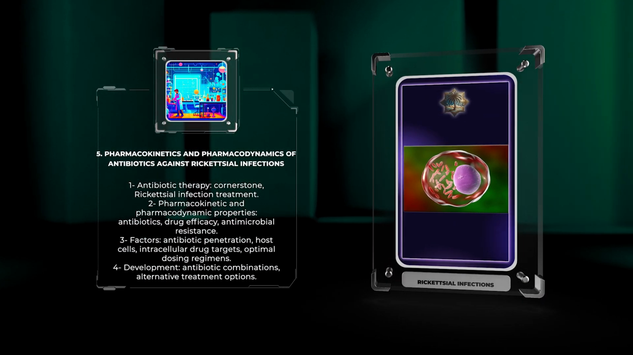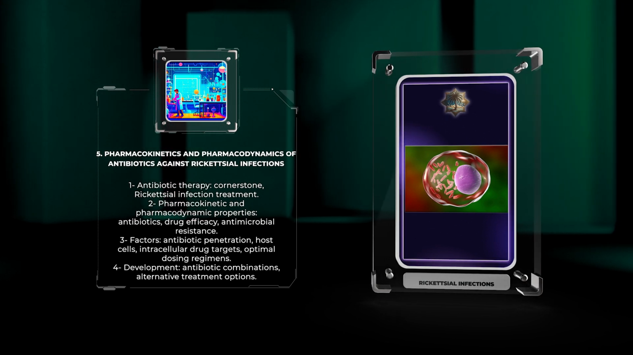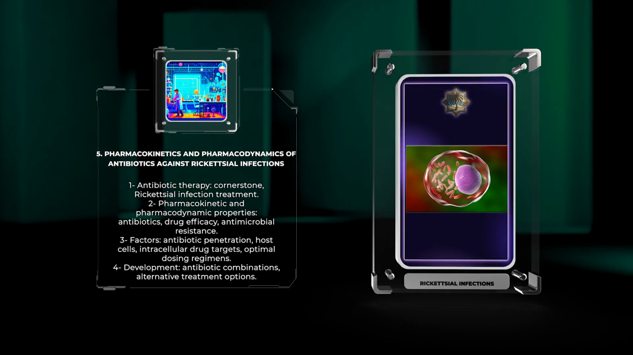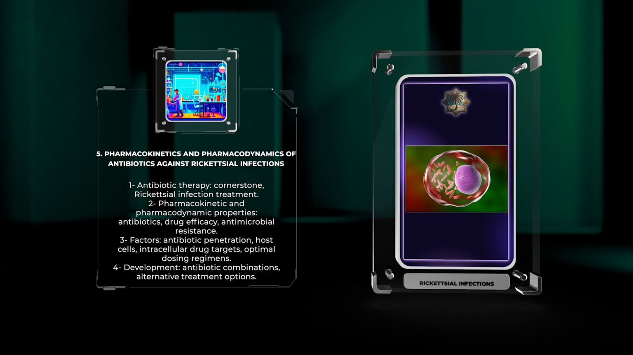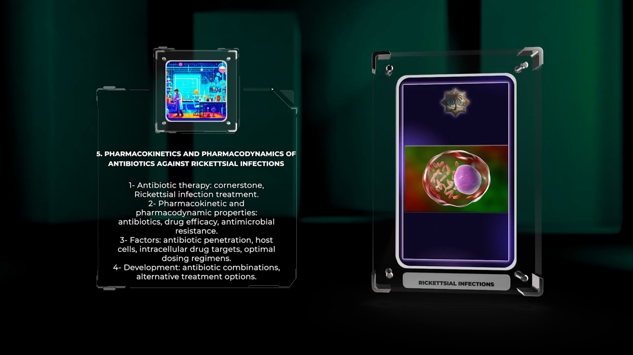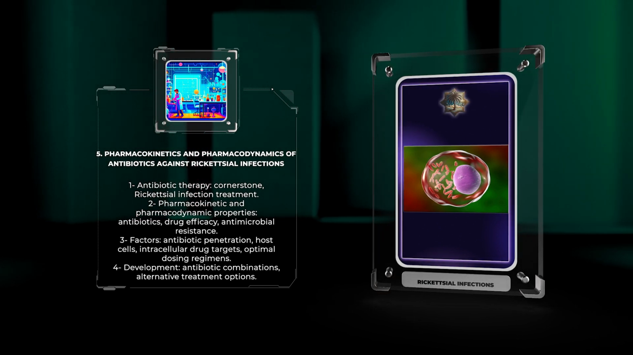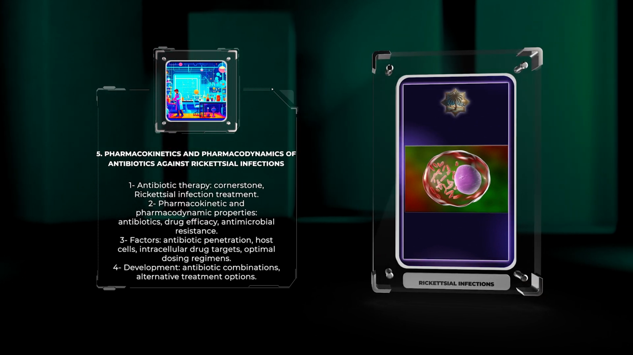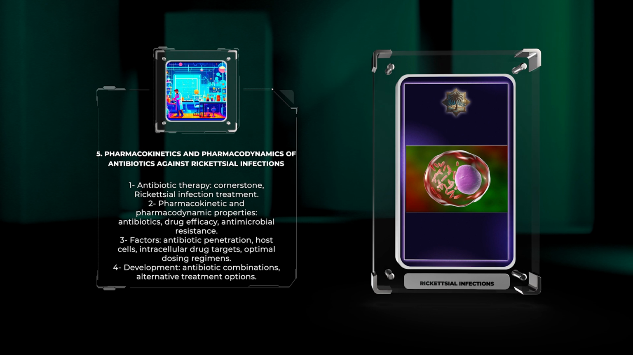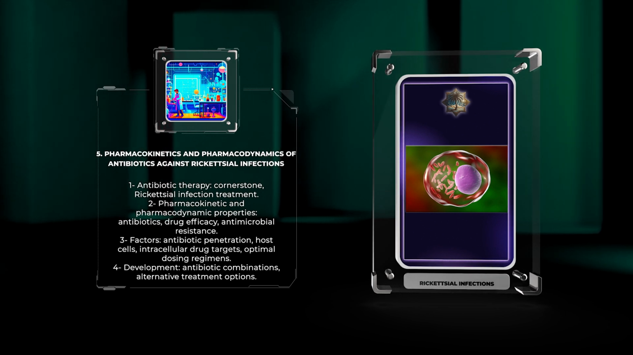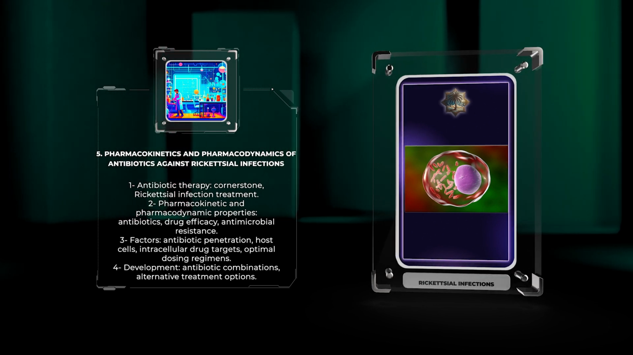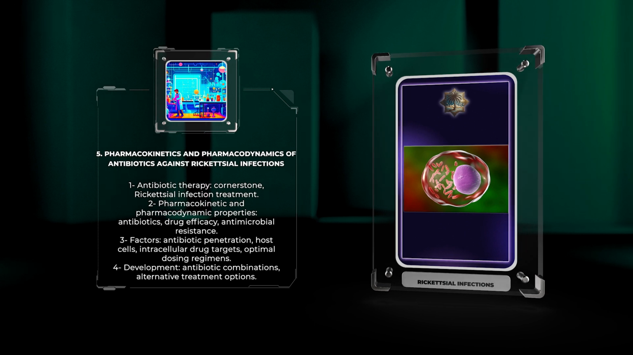Professor, antibiotic therapy is the cornerstone of rickettsial infection treatment. Understanding the pharmacokinetic and pharmacodynamic properties of antibiotics is crucial for optimizing drug efficacy and minimizing the emergence of antimicrobial resistance. Factors such as antibiotic penetration into host cells, intracellular drug targets, and optimal dosing regimens need to be considered for successful treatment outcomes. Moreover, the development of antibiotic combinations and alternative treatment options is essential in cases where drug resistance or treatment failures occur.